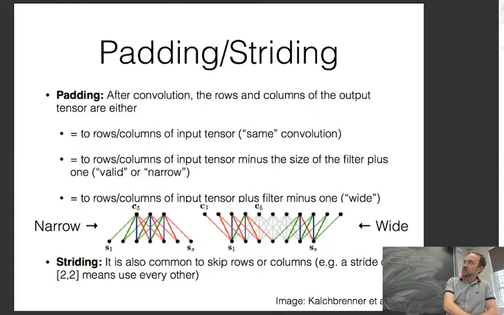And then striding, you can skip rows or columns. So a stride of 2, for example, means use every other one. Are there any questions about the mechanics here?